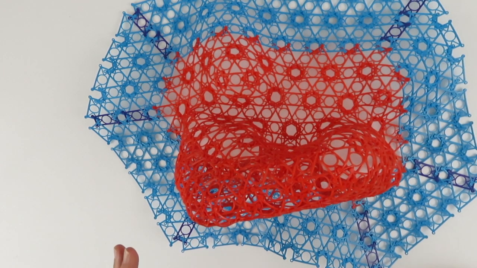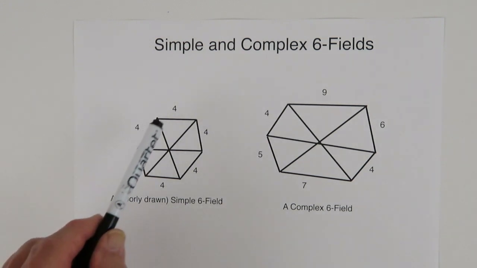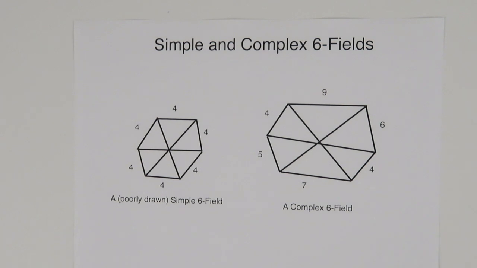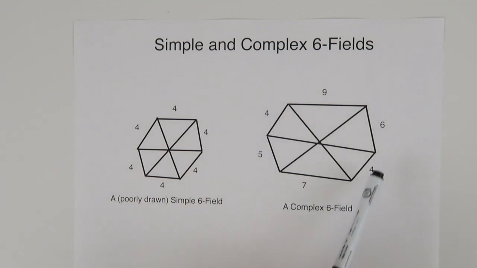So this ground state, the 6 field, is highly distorted. It's not simple. Let me show you this in a diagram. This diagram explains the difference between simple and complex 6 fields. This is a rather poor diagram of the structure of a 6 field that has 4 edges in all 6 directions. The structure that I was showing you before, the embedment of that red torus into the light blue 6 field, has these characteristics. There are 9, 4, 5, 7, 4, 6 edges around the 6 field periphery. So this is highly distorted.